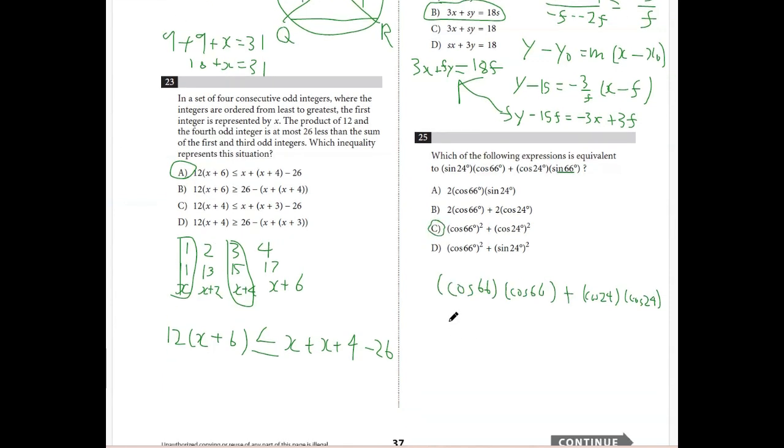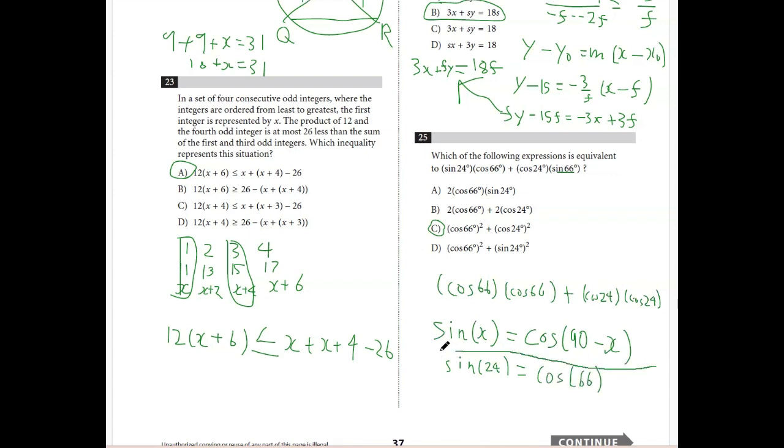Just please remember that sine of x is equal to cosine of 90 minus x. Okay. So sine 24 is equal to cosine of 66. Very, very important trigonometry formula here.